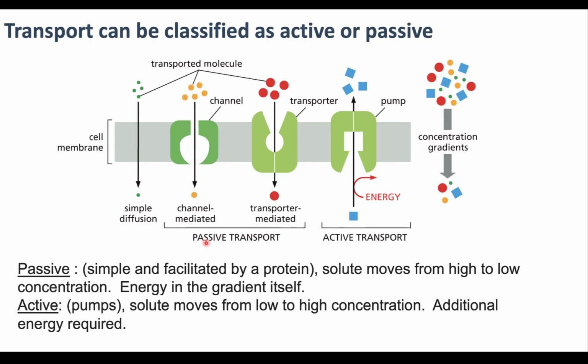The channel is just creating this space, a hydrophilic space for that molecule to move through, for that ion to move through generally. A transporter is also creating a space. It's through a binding interaction and then a change in shape, but it's also passive transport. So simple diffusion, channel-mediated, and transporter-mediated are all passive transport, but the channel-mediated and transporter-mediated would be considered to be facilitated diffusion.